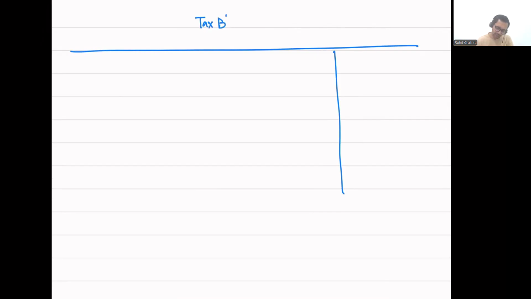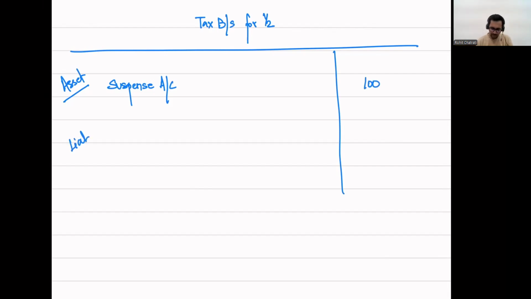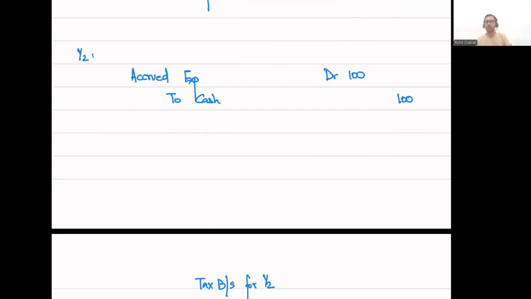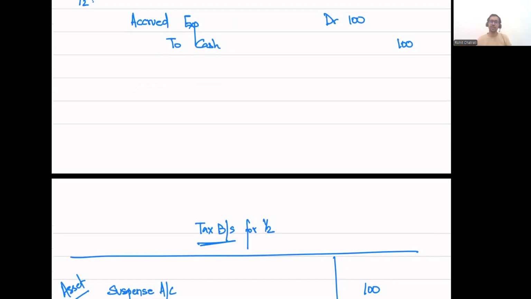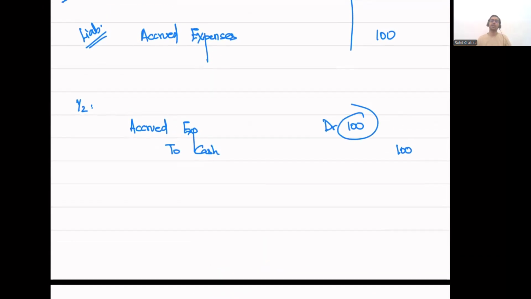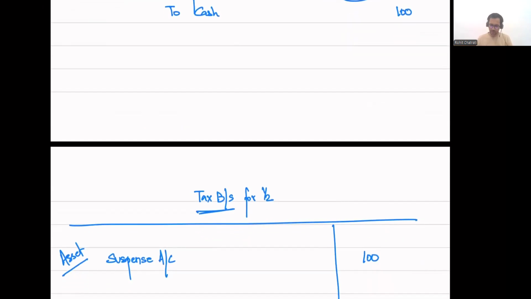If I prepare the tax balance sheet for the end of year two, I will continue to have the suspense account as an asset of rupees 100, and under liabilities I will have accrued expenses of 0. I'm not going to have any accrued expenses because the liability has gone down to 0 even as per the tax books of accounts.